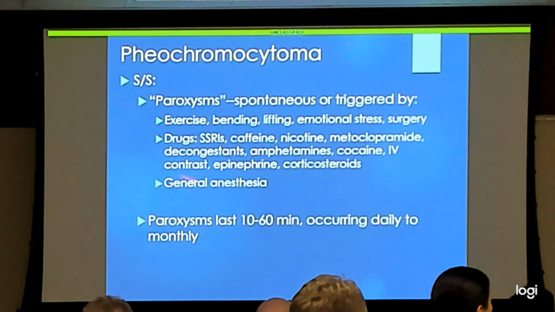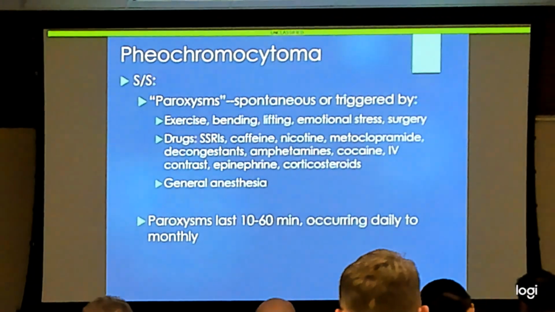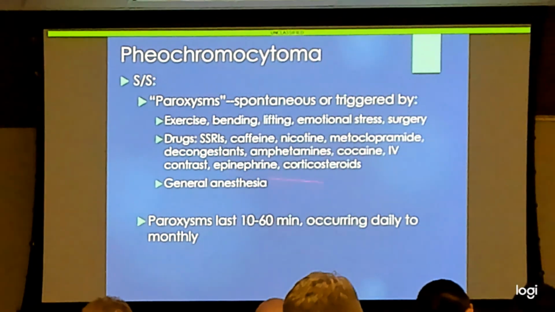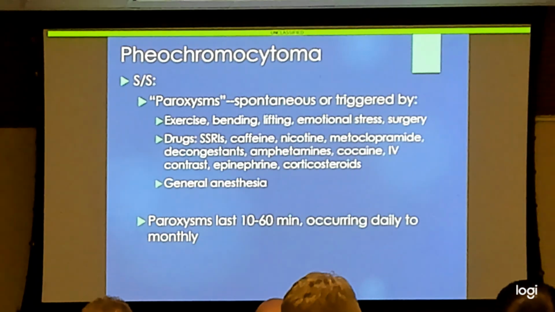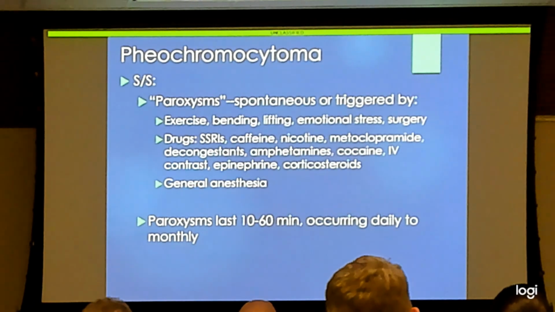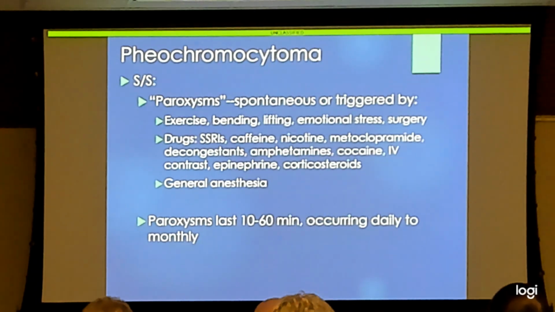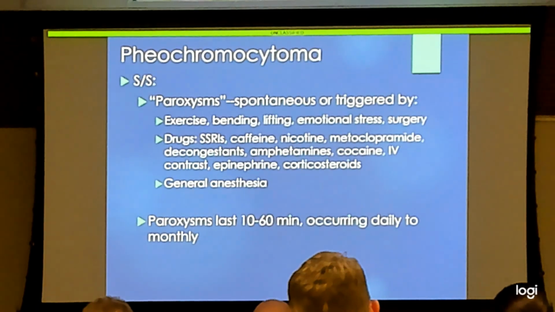Any SSRI, decongestants, makes sense. Related cold medicines or amphetamines, hopefully not, but whatever. Cocaine, IV contrast, that's a huge one. IV contrast can trigger a paroxysm. It can also trigger the end result, like fatal hypertension and cardiac events. Epi and corticosteroids, right? Epi should make sense: I'm giving you what you're already making too much of. But most people don't give epinephrine IV-wise. So typically a paroxysm lasts between 10 and 60 minutes, give or take. That's a guesstimate based on how the patients present.